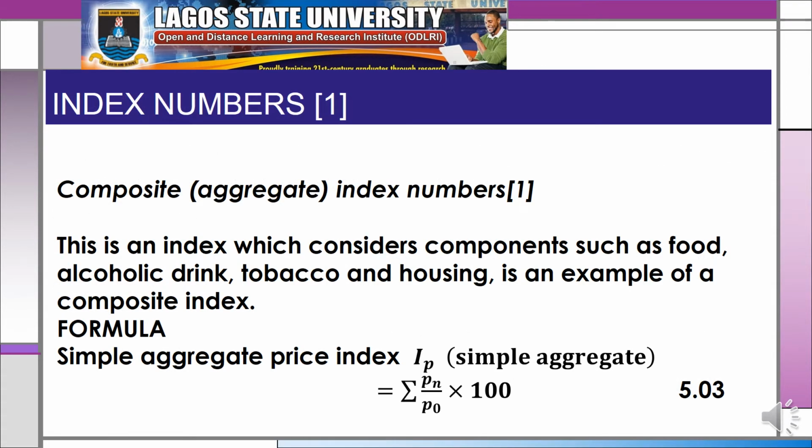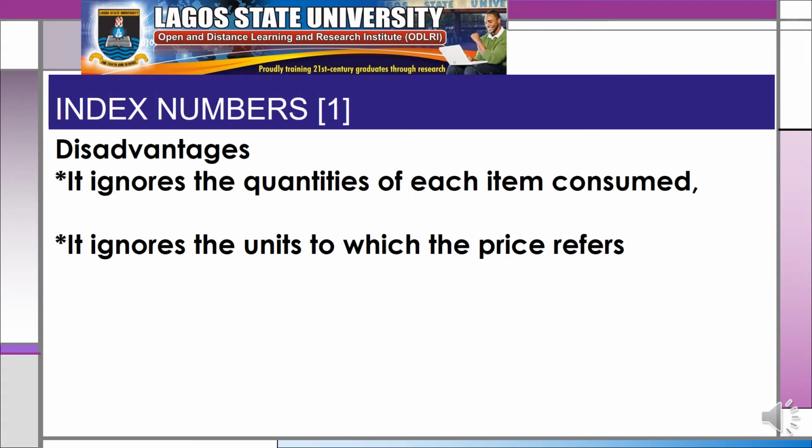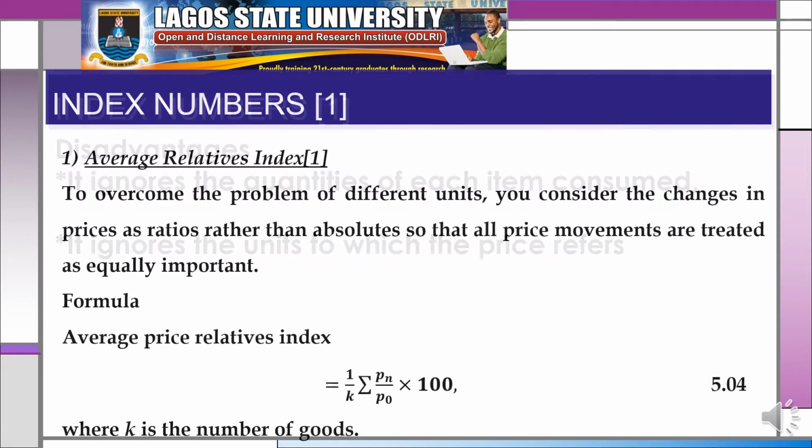Composite aggregate index number. This is an index which considers components such as food, alcohol, drink, tobacco, housing. The retail price index is an example of a composite index. The formula for such an index is given by the expression in 5.03. Disadvantages: 1. It ignores the quantities of each item consumed. 2. It ignores the units to which the price refers.